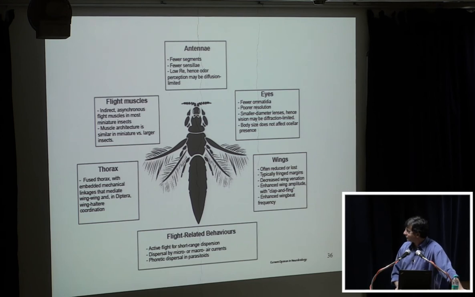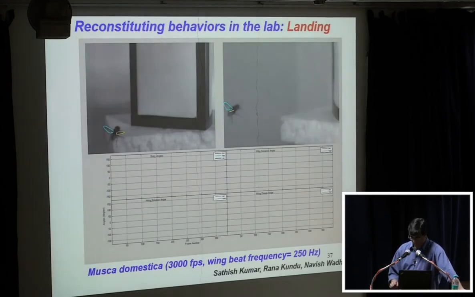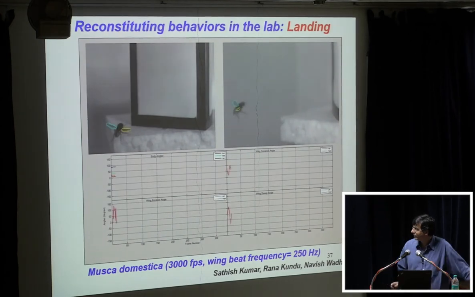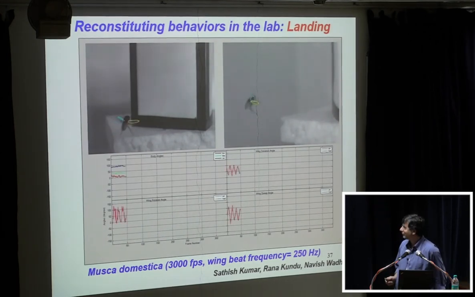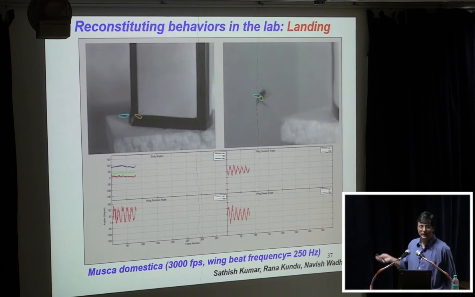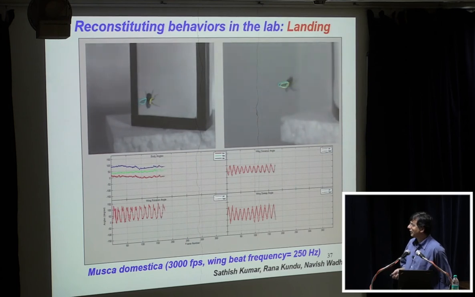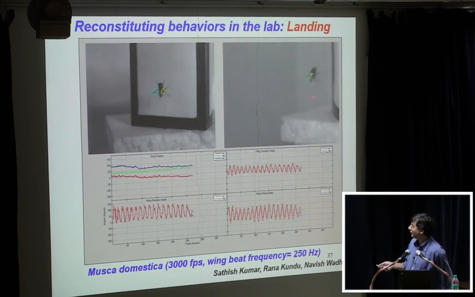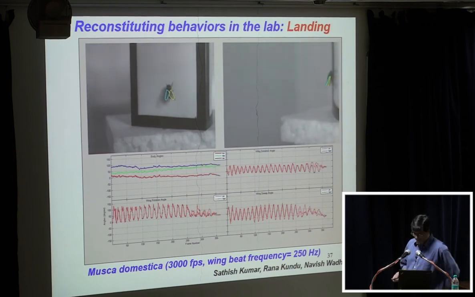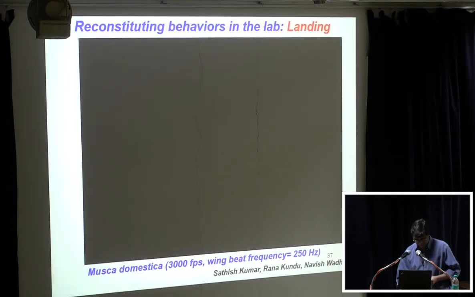So this is to summarize everything I've told you. I'll just leave you with a couple of videos. Finally, we were able to get the landing behavior in the lab, and this shows you how they land. You can see now that we have two views, so we can get 3D information about the wings. And what I want you to notice, I'll show this video again.